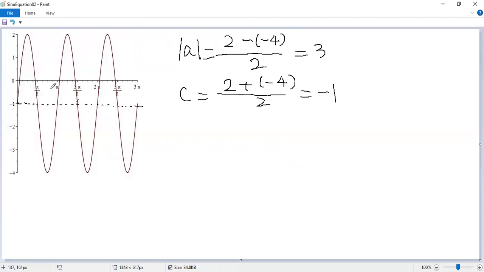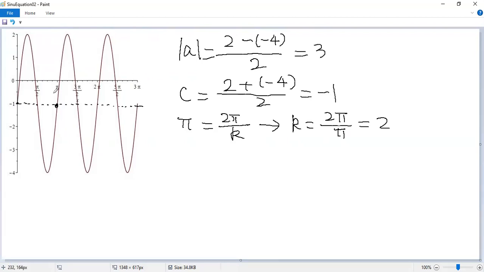Now look at the period. It starts from the midline, goes up, goes down, and then goes down to the minimum, and then goes up. That would be a full cycle. So you see the period equals pi, but we know pi equals 2 pi over k. So k equals 2 pi over pi, which is 2.